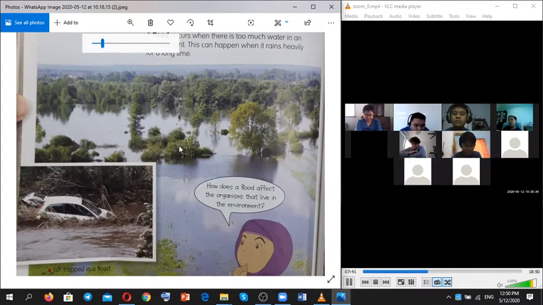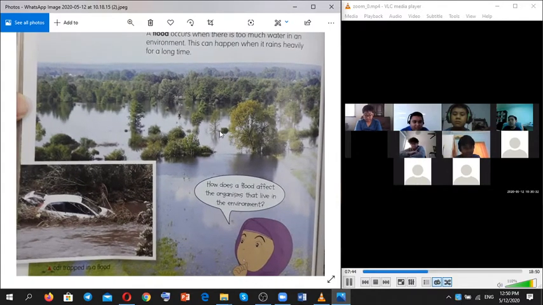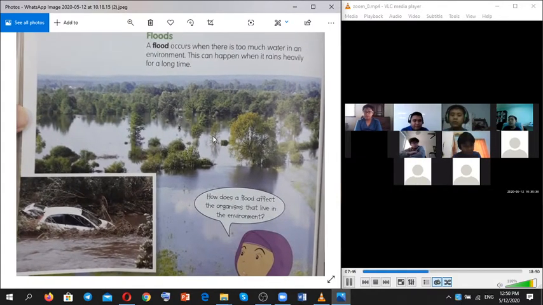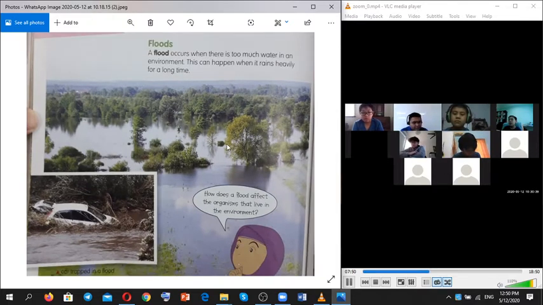Okay, I want you to describe what is flood. What is banjir? How does it look like? We have a picture here, or you can give an example. Okay, let me give an example. How does a flood affect the organisms that live in the environment? So, for example, if you have experienced heavy rain, when we're passing through the roads, what happens to the car?